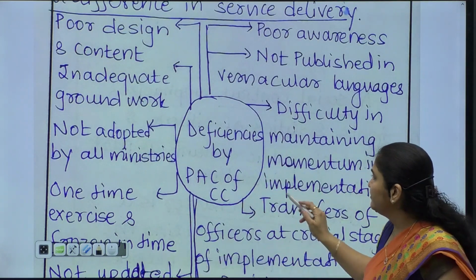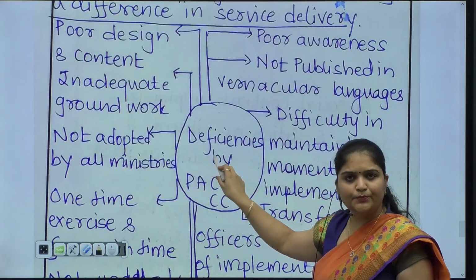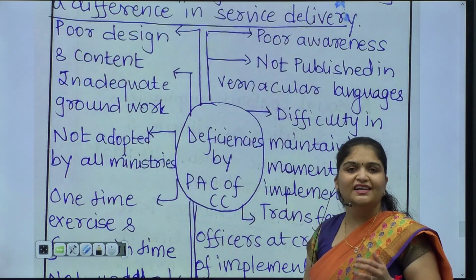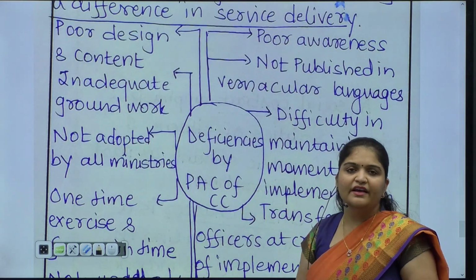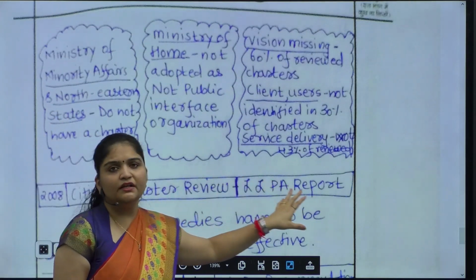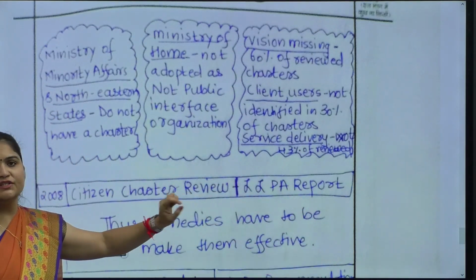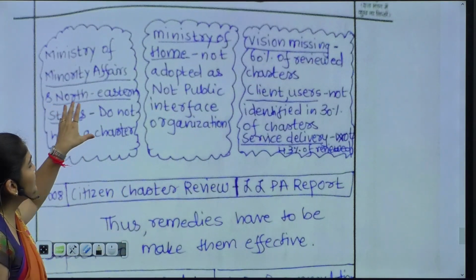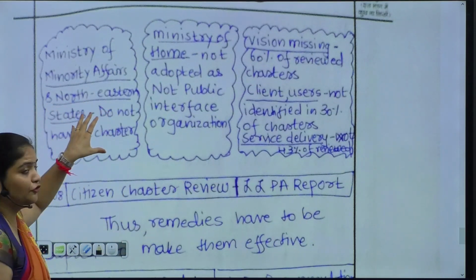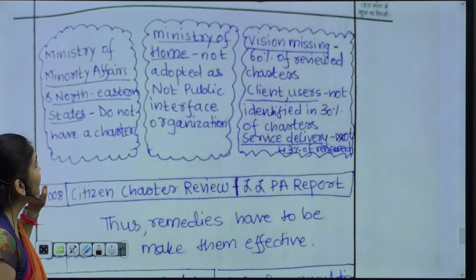So we talk of PAC. PAC is pointing out these deficiencies. This enhances how we are representing the deficiencies. Pictured how we can show an IIPA report talking of this citizen charter review. So Ministry of Home Affairs, Minority Affairs, Northeast did not have a charter, it was pointed out.